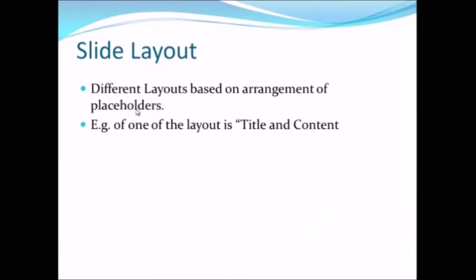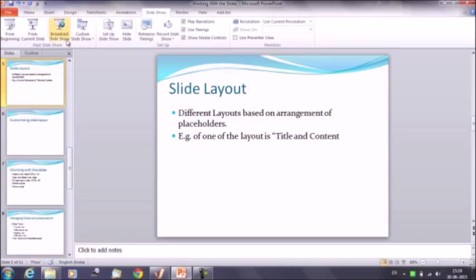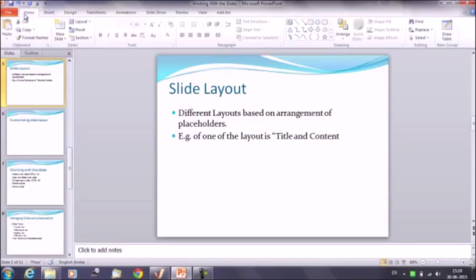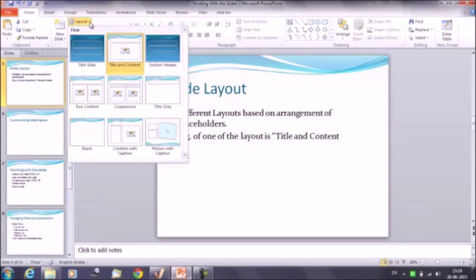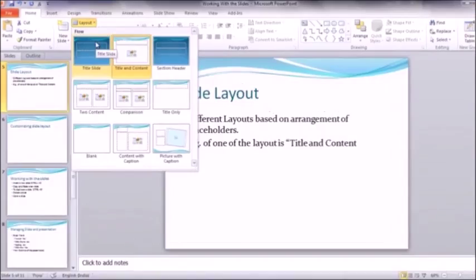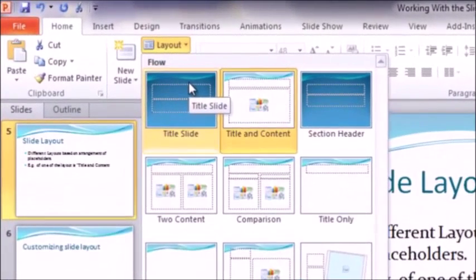Then moving further, if we talk about the slide layout, there are different types of layouts based on the arrangement of the placeholders, and I'll show you. We have the slide right now in front of us. You can click on layout and then you'll get a lot of options, like the different kinds of layouts. There is a layout called title slide, this one. If we select this, you will get two options to add in the slide. One is the title and the other is the subtitle.